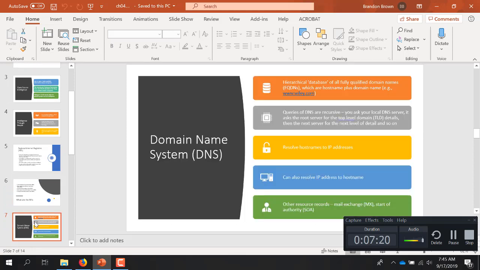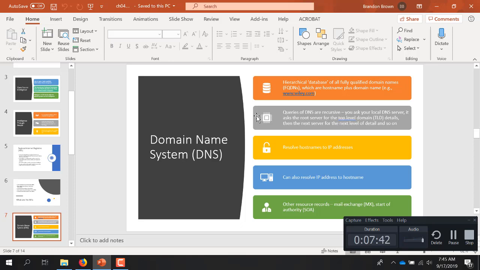So going into the domain name system, if you do not have a firm understanding of DNS by now, it's time to catch up. You should understand what a fully qualified domain name is and how it is associated with an IP address, how it gets associated with an IP address.